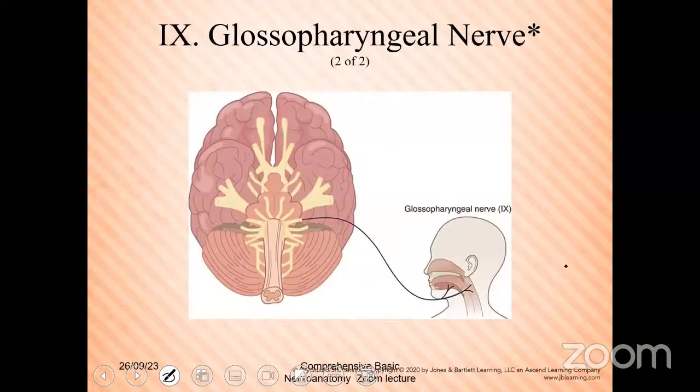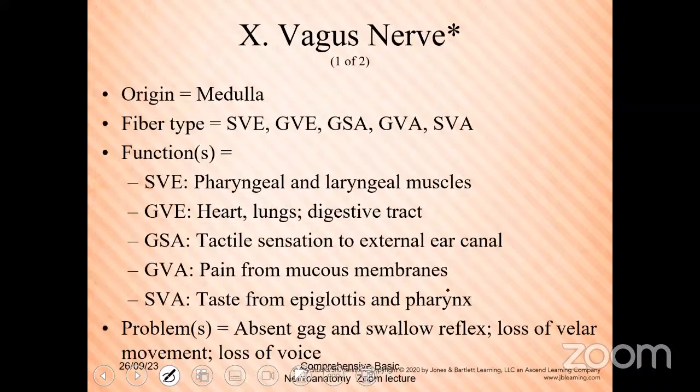So these are the important glossopharyngeal nerve, which you can see is coming and supplying the pharyngeal muscles, right? So clinically, the individual will present with difficulty in swallowing and nasal regurgitation of fluids.